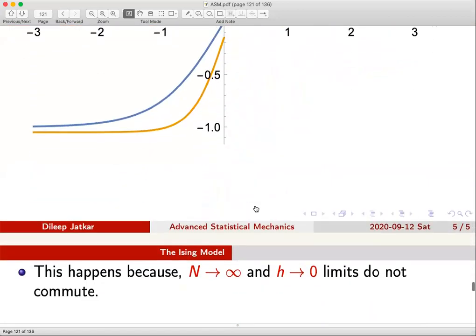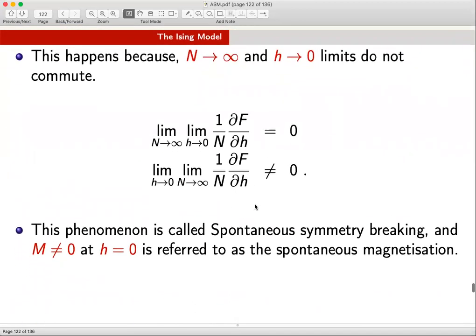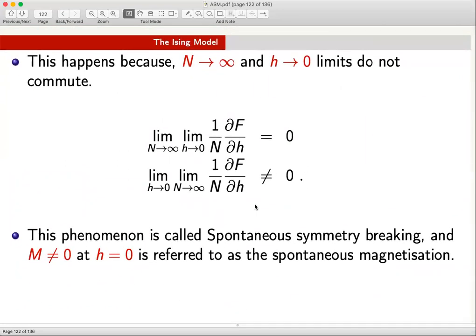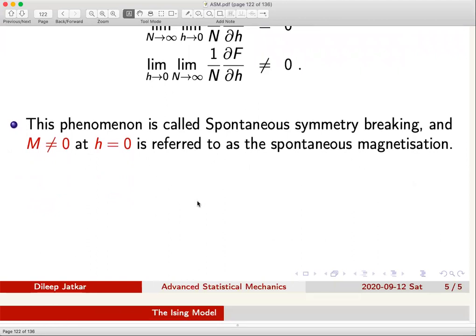Okay, so what we'll do now is switch to a simple model first. But before that, we have just said that you can get spontaneous magnetization if you take the thermodynamic limit in a particular fashion. The thermodynamic limit of the system is the limit in which you take N going to infinity. But if you take H going to zero first, then you may not land up with spontaneous magnetization. So the non-commutativity of the two limits is responsible for spontaneous symmetry breaking.